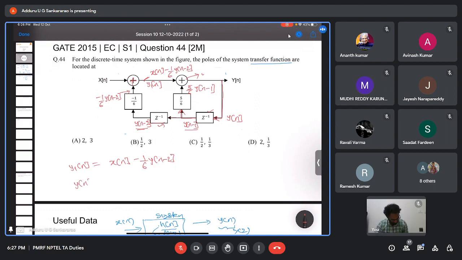Similarly, the final output y of n is nothing but y1 of n plus 5 by 6 into y of n minus 1. That means the output is x of n plus this signal plus this signal, all three added because two summing points are here. So the final output y of n is x of n minus 1 by 6 into y of n minus 2 plus 5 by 6 into y of n minus 1.